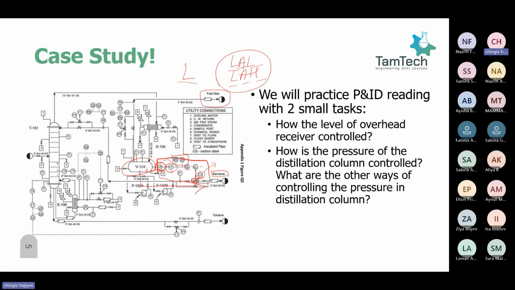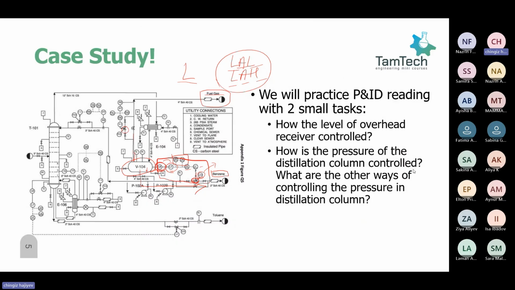So we have a line that clearly shows that fuel gas is transported with this line, and we have a main control valve, PCV, pressure control valve here. And as you can see, by opening this valve, we can control the pressure of the column. That perfectly makes sense. Yes. And the next answer, what would it be? What are the other ways of controlling the pressure?